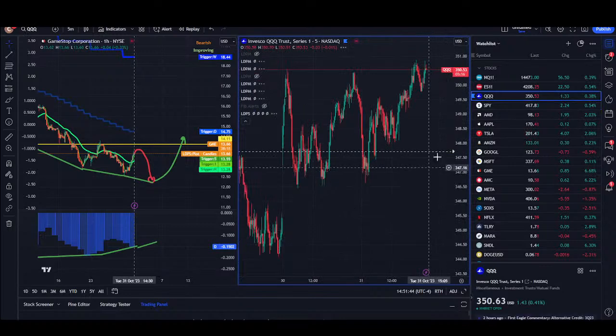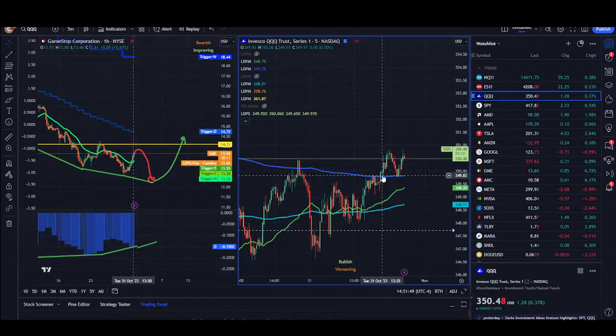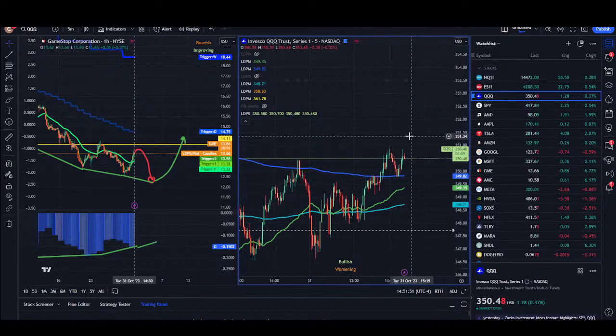And QQQ as well. Broke above the daily LDPM right here at 349.83. Now almost 70 cents higher.